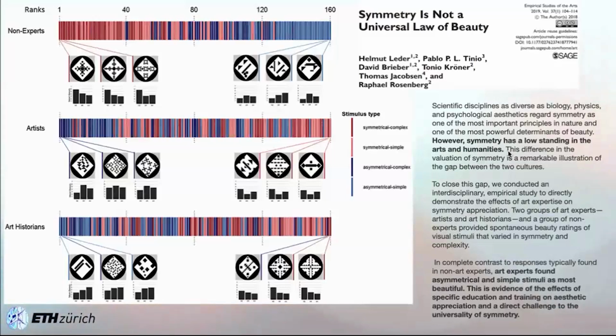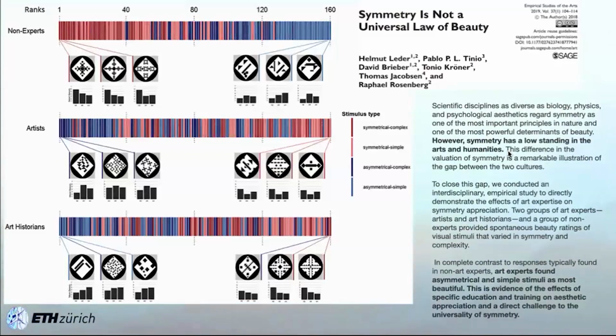But then on the flip side, and this is really interesting, this is why multidisciplinary work, and especially bringing in the perspectives of arts and humanities when we're trying to study empirical aesthetics, is really important. They said, however, symmetry has a low standing in the arts and humanities. So in the physical world, pure physics, pure maths, symmetry is the end all be all, but in the arts and humanities, it's not given this kind of exalted status.